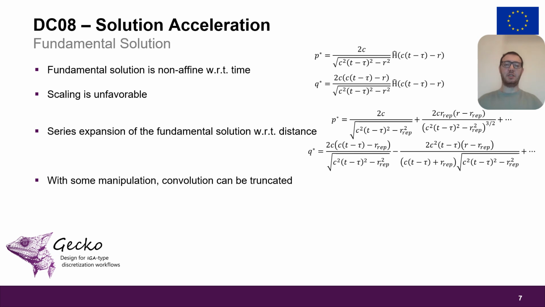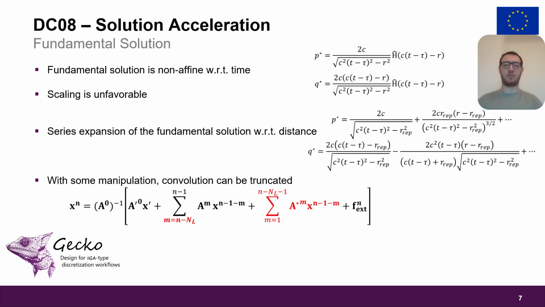And with some manipulation, these convolutions can be truncated after some time limit so that we can disregard the matrices that need to be obtained in those time steps, and instead replace all of them with our series expansion. So this A star system matrices are comprised of series order expanded system matrices that depend only on the distance or the powers of the distance and some temporal function.